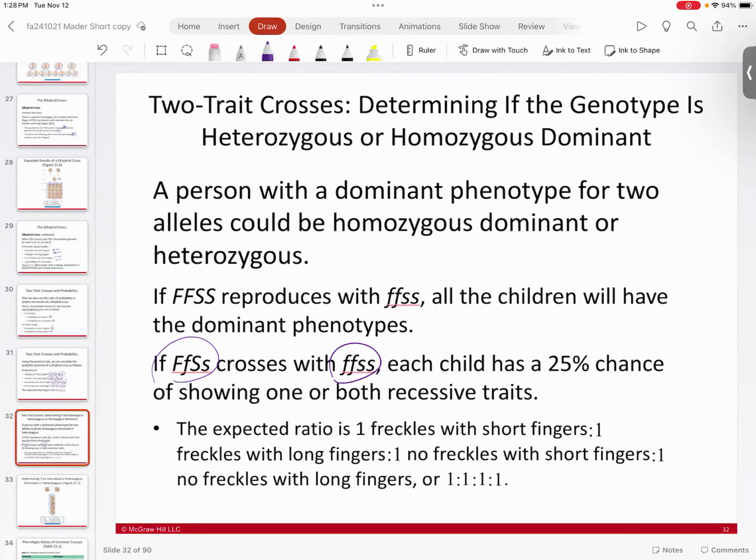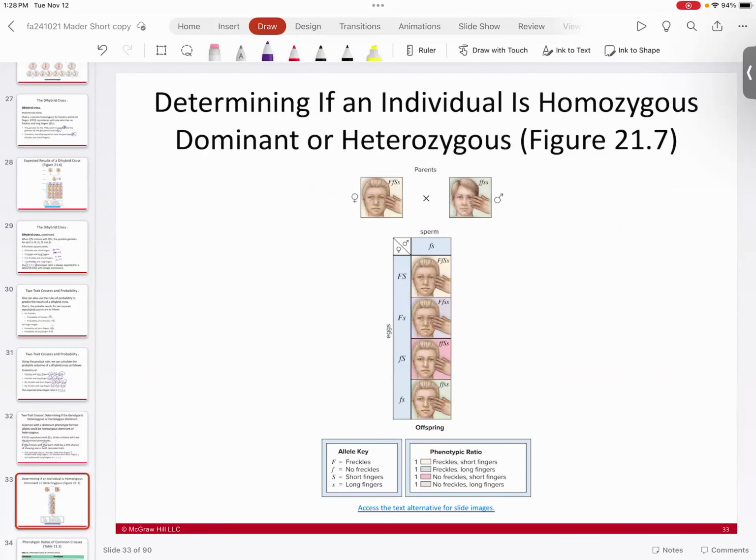Why? Because ultimately, just like we saw before in the previous cross, because you have a recessive with a heterozygote, that's going to give you a 1 to 1 for each of them. So that's kind of where that comes out. So kind of 1 to 1 to 1 to 1. So it's going to be 1 to 1 for freckles, 1 to 1 for long and short, and the combinations of them. So that's kind of what it looks like.